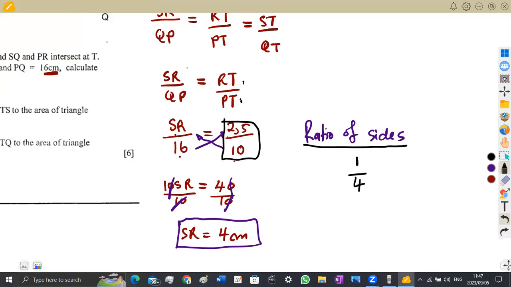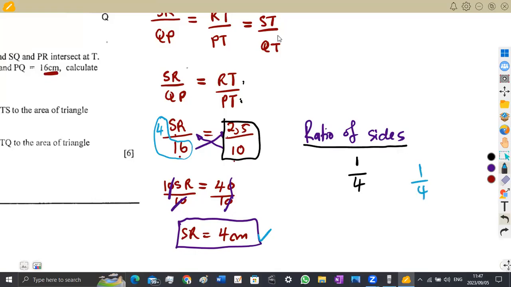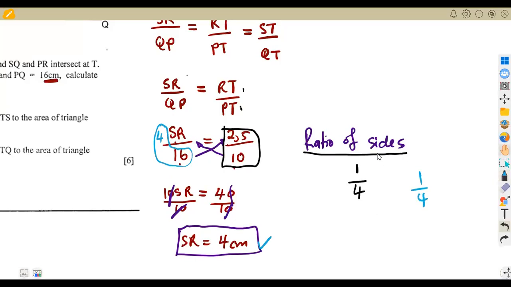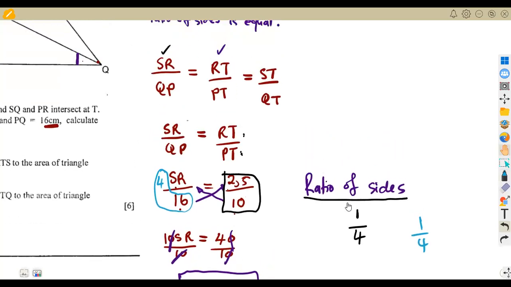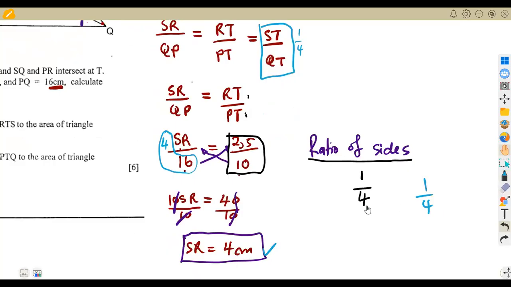If we take SR, this value that we got here of SR, and substitute it here and say 4/16, we must have the same answer or the same ratio. If we say 4/16 like this, we are having 1/4. So that's why I was saying the ratio of sides is the same throughout. It is going to be the same, meaning to say also, if you are asked to find the ratio of ST over QT, the ratio here is going to be 1/4 in simplest form, because the ratio of sides must be the same throughout.